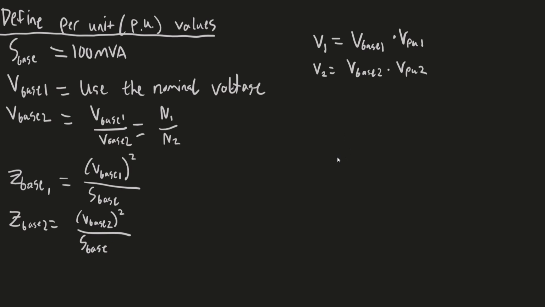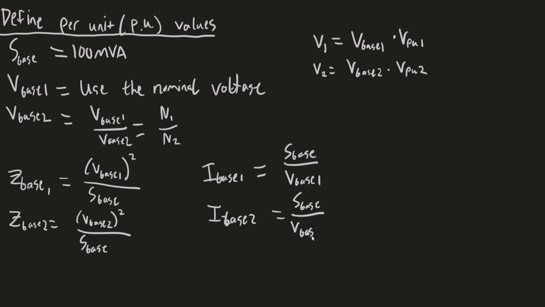We can also write relationships for the current base, and we can say that the base current in region 1 is just equal to the power base for the whole system divided by the voltage base in that region. Same thing for region 2 of the circuit, where I base 2 is equal to the power base over the voltage base in that region.